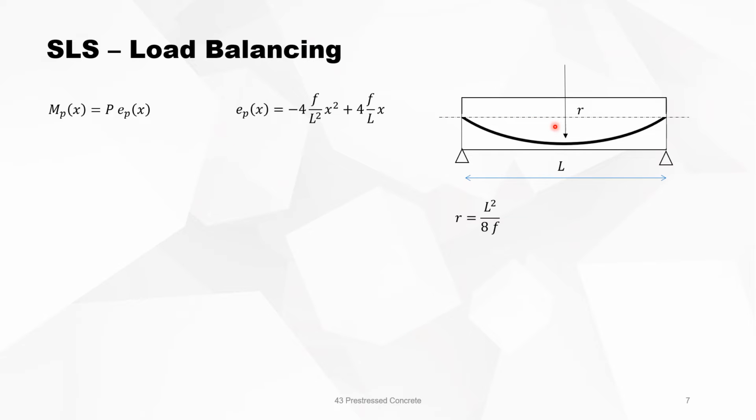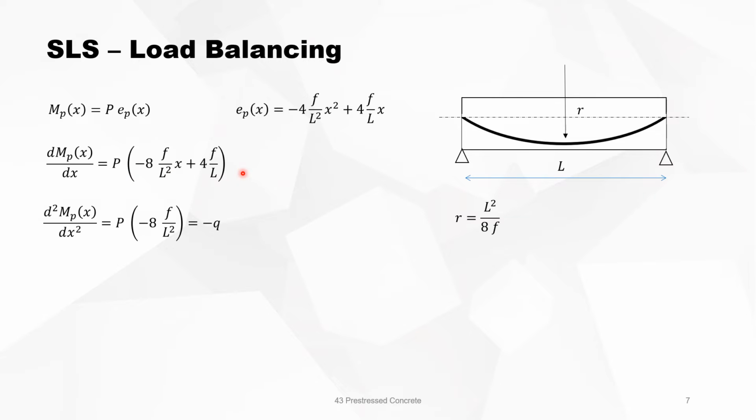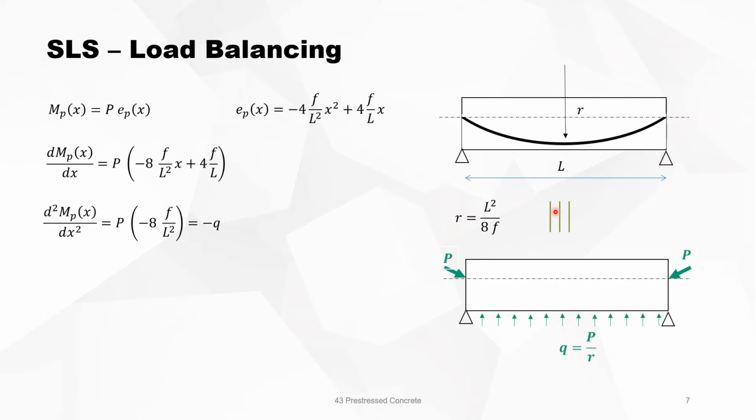The bending moment induced by the prestressing force P is then equal to P times the eccentricity. If we take the first derivative, dM over dx, then we have this expression, and this is equal to the shear force. If we take the second derivative, then we have the uniform distributed load. So this, minus 8f over L squared times P, equals the distributed load minus Q. So this means that this system can lead to an equivalent force system where the prestressing force is replaced by a uniform distributed load with the value of P over R and two forces at the end at the supports.